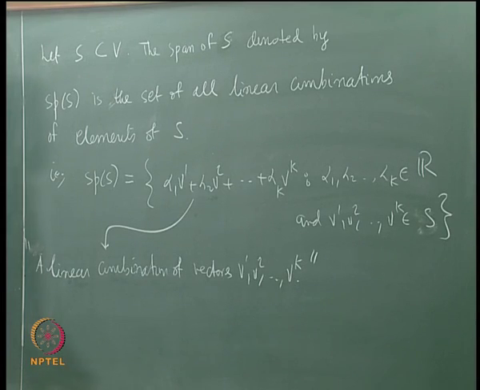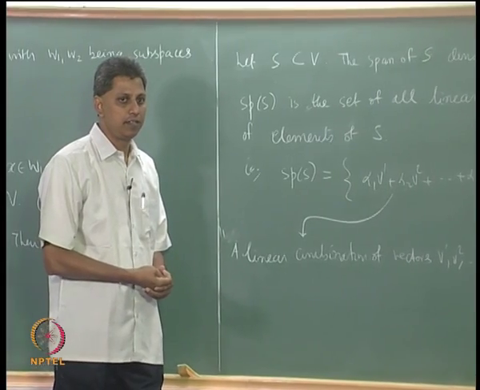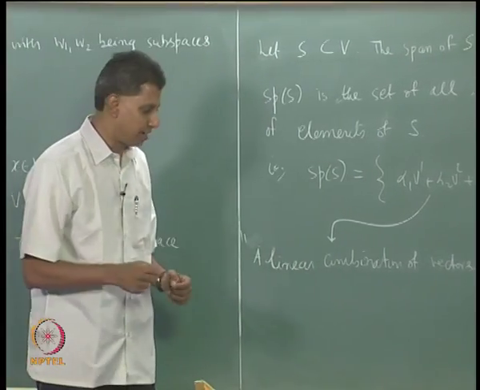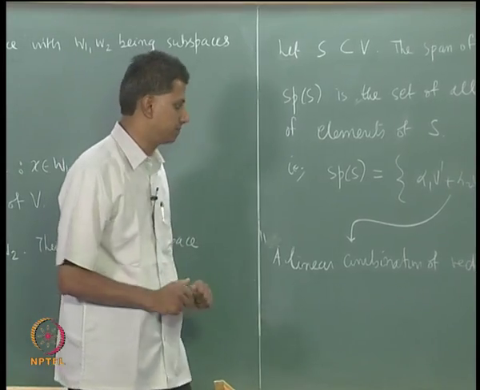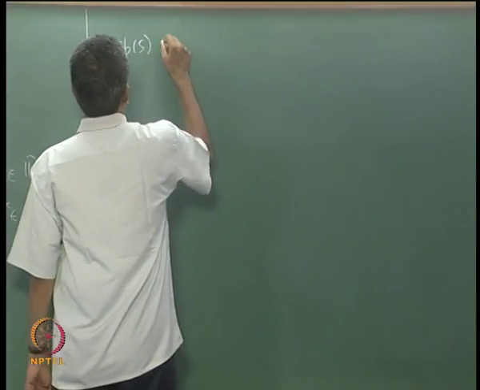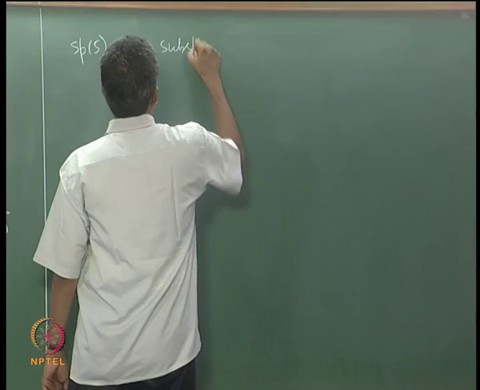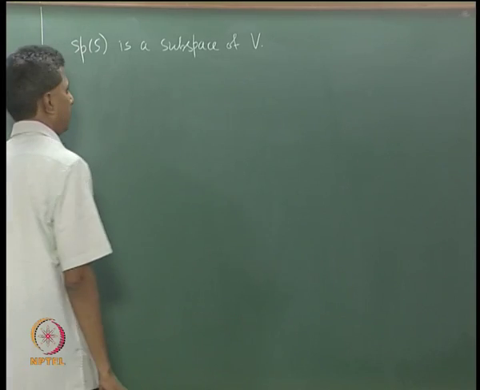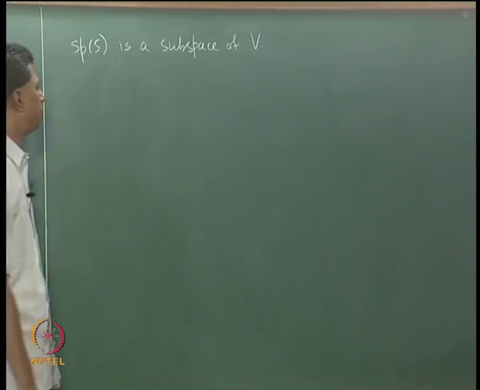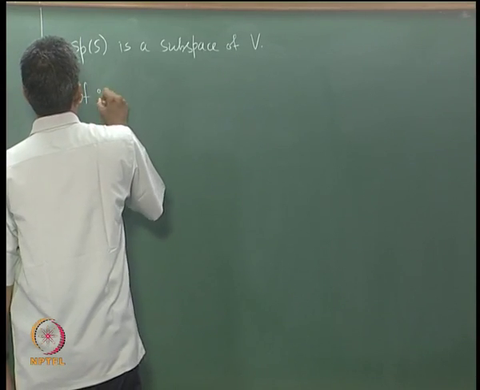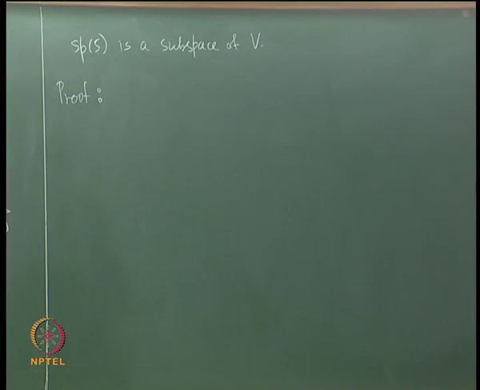To prove that this is a subspace of V, again, we will use that theorem: closed with respect to addition and scalar multiplication. The proof is there once you write down the first step correctly. Span of S is a subspace of V. You are going to tell me the first line, and I will just leave it at that.